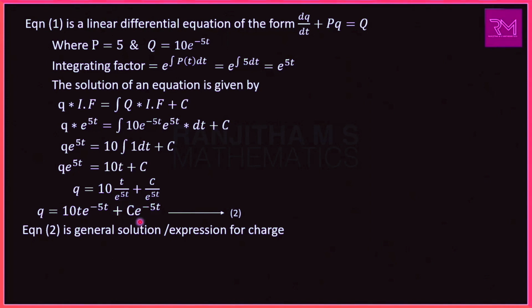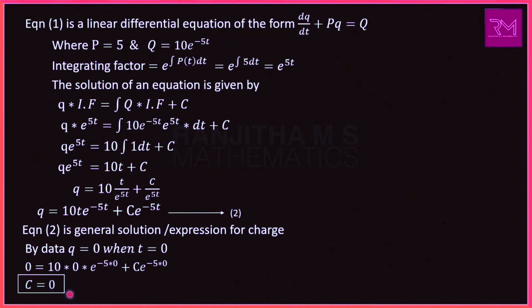Here next step we have to remove this constant value. For that, take the given data they have given initially, that means at t is equal to 0, the initial charge is 0. Therefore, substitute q value as 0 and t value as 0 in equation 2. We get 0 is equal to 10 into, here t value is 0, into e^(-5 into 0) plus C into e^(-5 into 0). Here exponential power 0 is 1. Here this value becomes 0. Therefore, we get a value of C as 0.